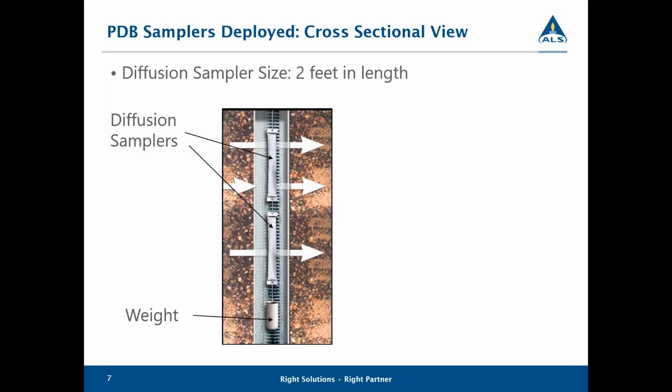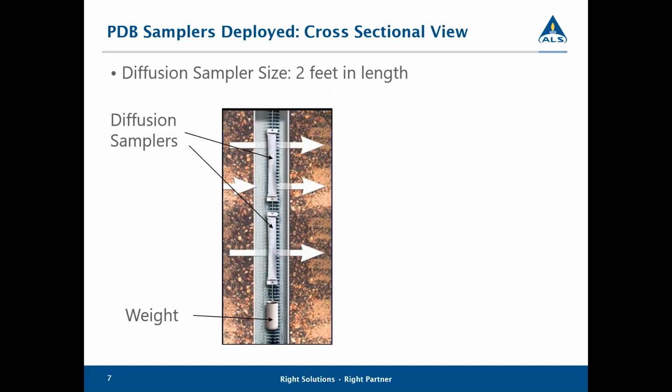These PDBs are hung in series. You can do that for a couple of different reasons. Of course, you can get additional volume by having an additional passive diffusion sampler if you need QAQC samples or the like. PDBs can also be hung in series to screen different intervals. So this can provide information on stratification of contaminants and if your well has any hot spots, so to speak.